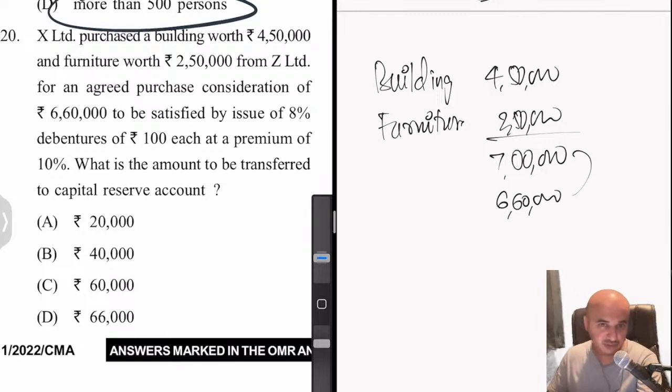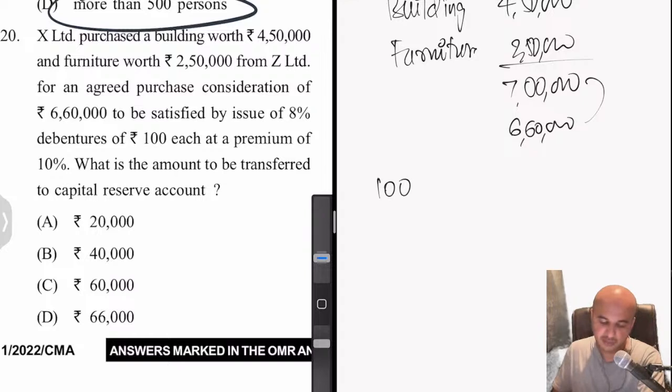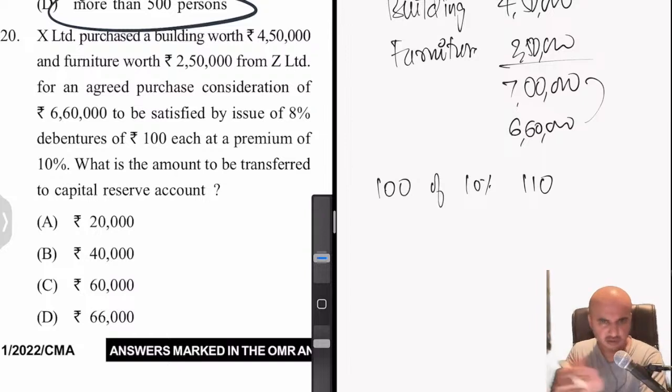So what the company is doing is issuing debentures of 100 rupees at a premium of 10%. That means 110 rupees. So we will be issuing debentures worth some amount for purchasing the assets. But we don't even have to go there. We can straight away write the answer.